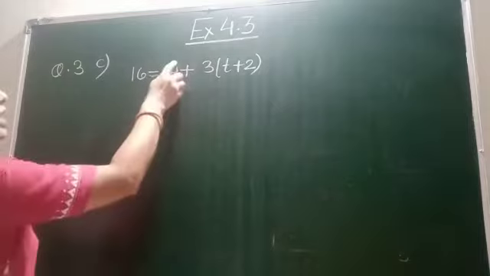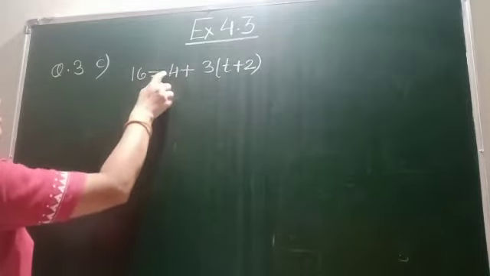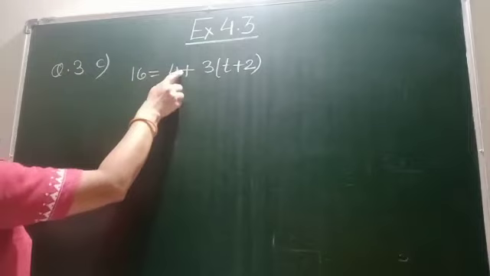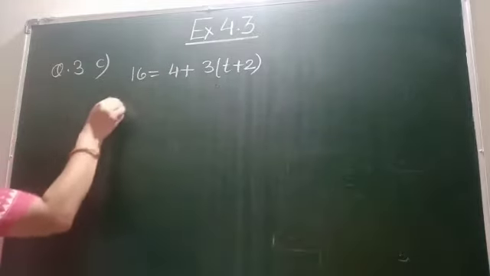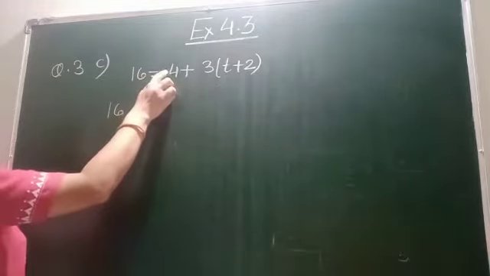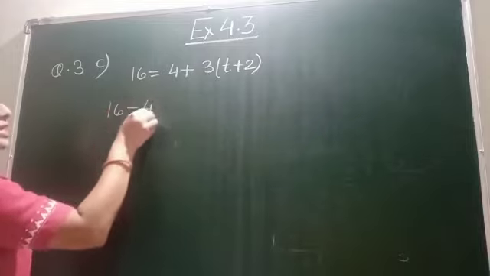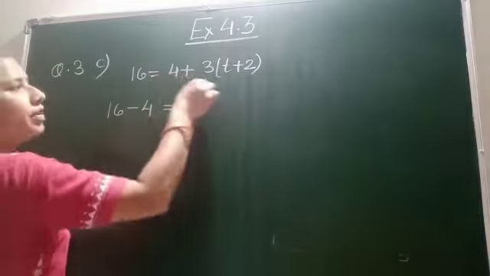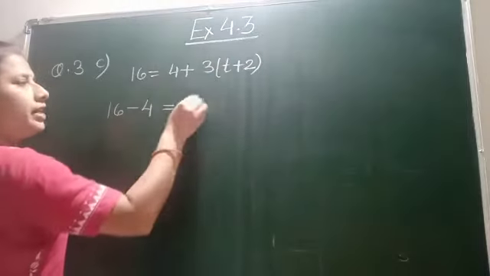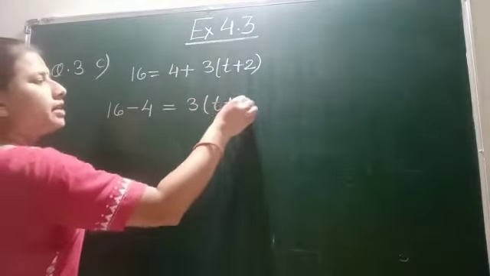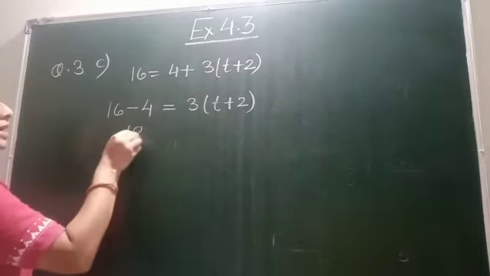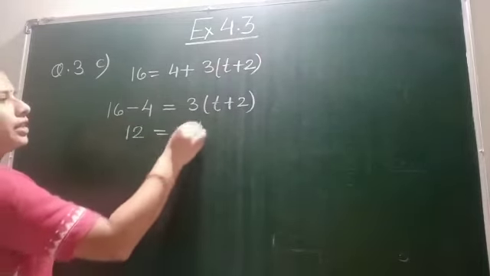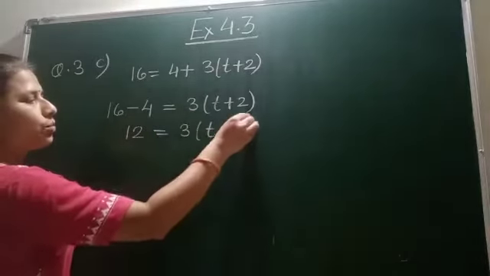First we will shift this plus 4. As you can see here, 4 is positive. So first we will shift this plus 4 from right hand side to left hand side. What will we get? Obviously the sign will change. Plus will convert into minus 4. Okay. Then what will remain on the right hand side? 3 within bracket t plus 2. Subtraction 16 minus 4. What will we get? 12 equals 3 into t plus 2.